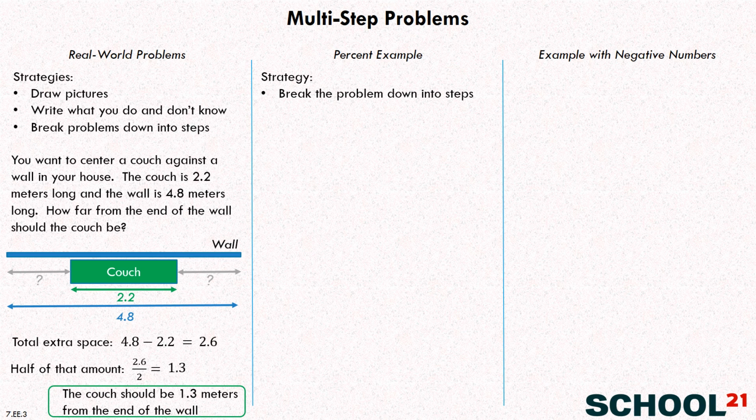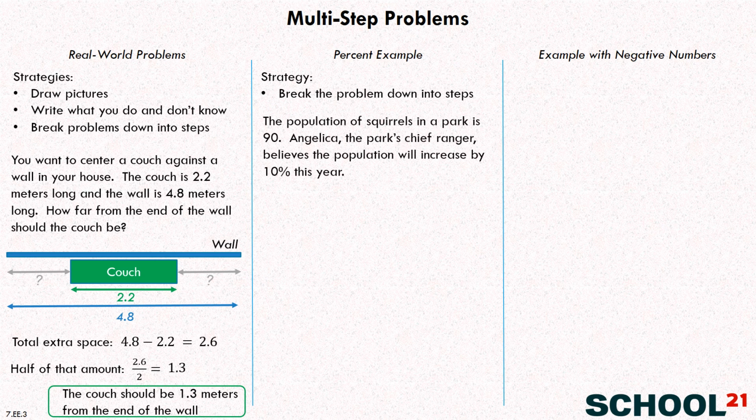So now, same thing here. You always want to try to break these problems down into their steps. So let's look at an example. The population of squirrels in a park is 90. Angelica, the park's chief ranger, believes the population will increase by 10% this year.